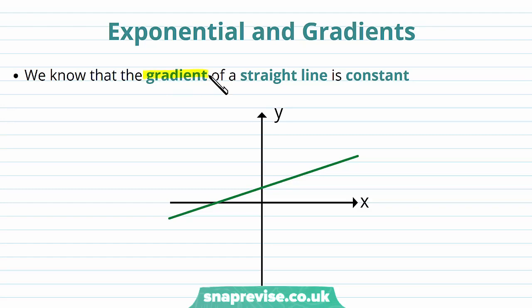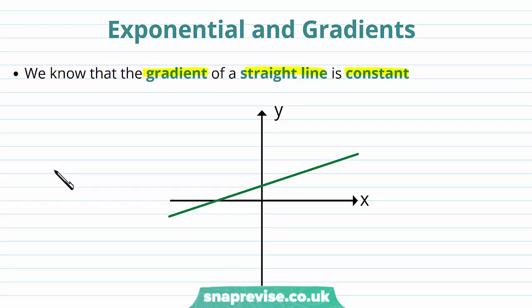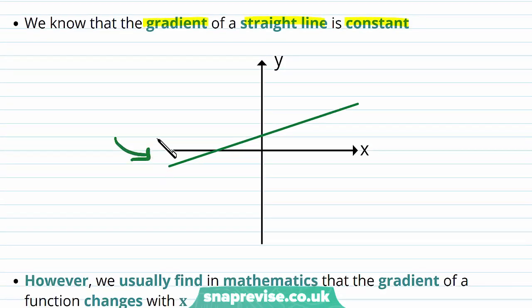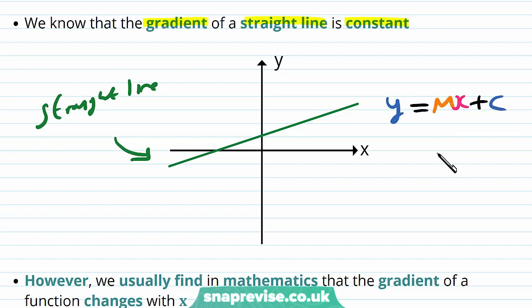We know that the gradient of a straight line is constant. So if we have any straight line, which in general is of the form y equals mx plus c, then the gradient is constant, and m will be the constant gradient value.